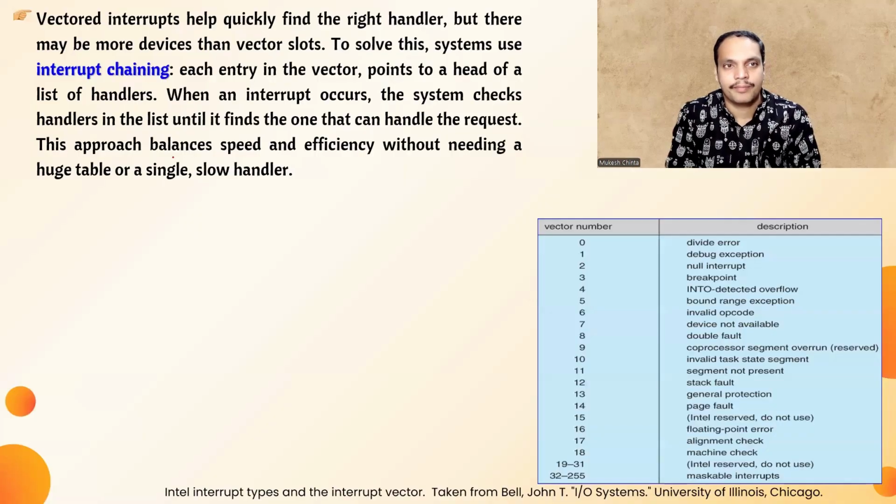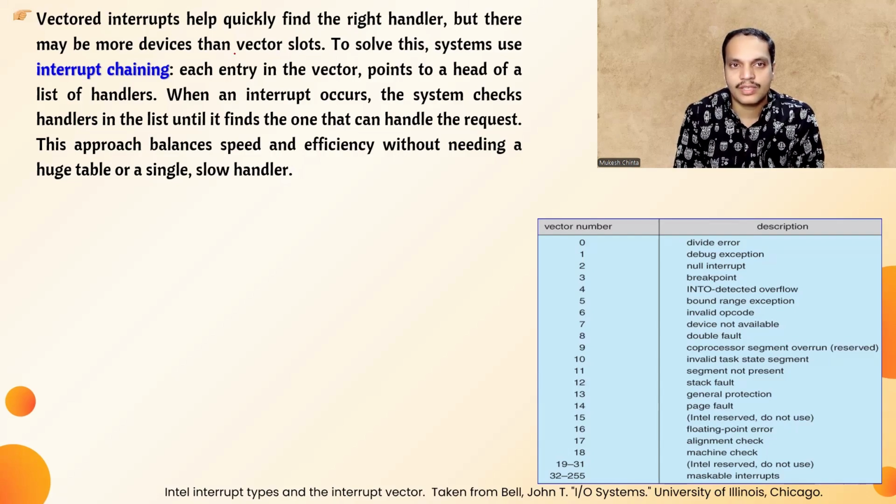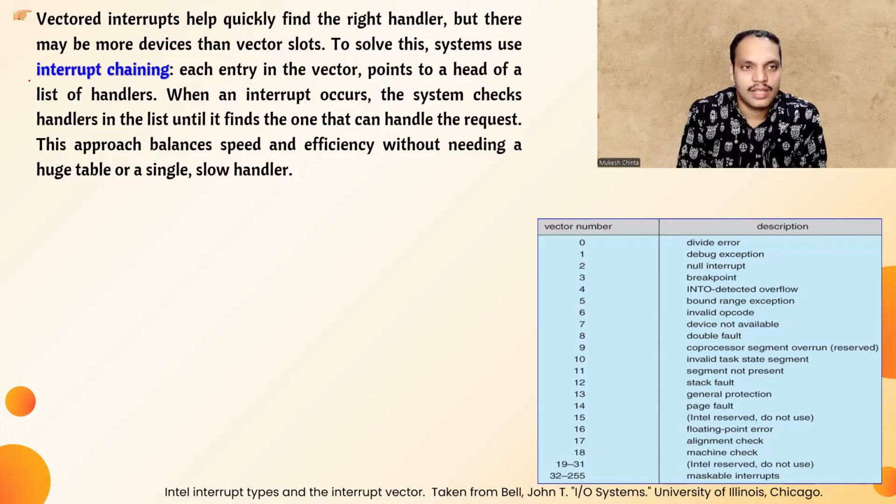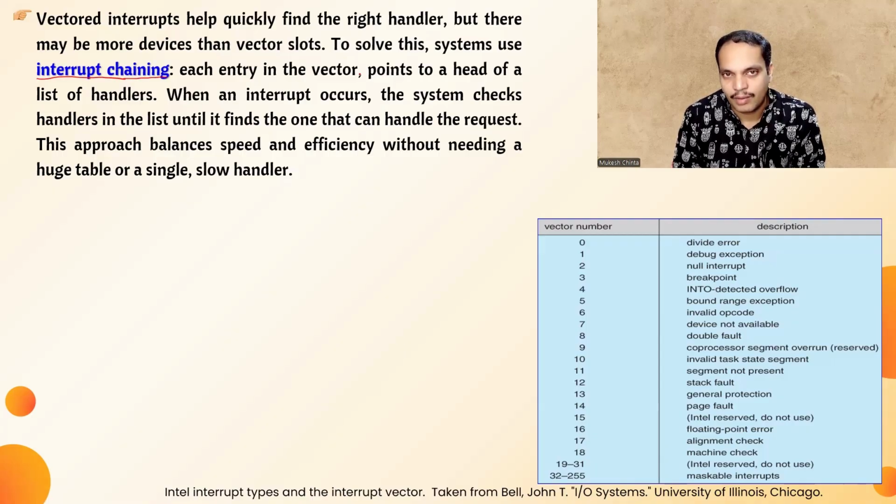The second one being, vectored interrupts help quickly find the right handler. But there may be more devices than vector slots. That means there may be more devices, as we discussed earlier. So for this particular purpose, there is a concept called interrupt chaining. Interrupt chaining means each entry in the vector table points to the head of a list of handlers.